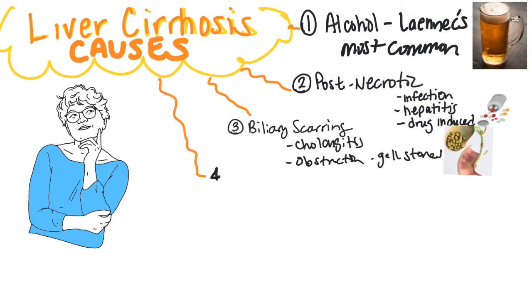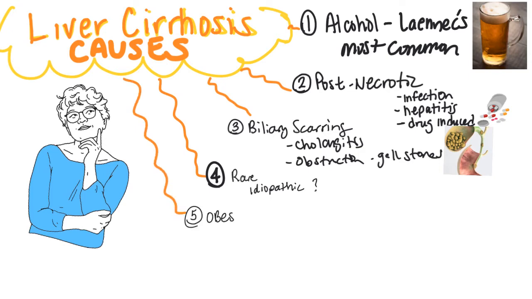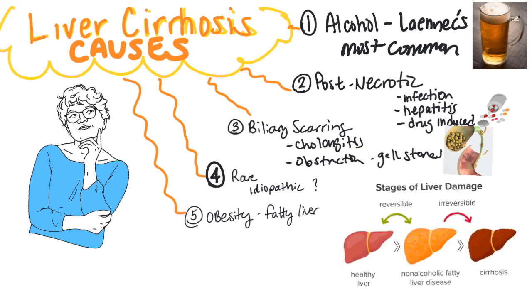There's instances of rare diseases that cause liver cirrhosis. I've seen some idiopathic causes where there's really no known reason. And the next one is obesity. Obesity because of fatty liver disease. And that is becoming increasingly more common in our country of America.